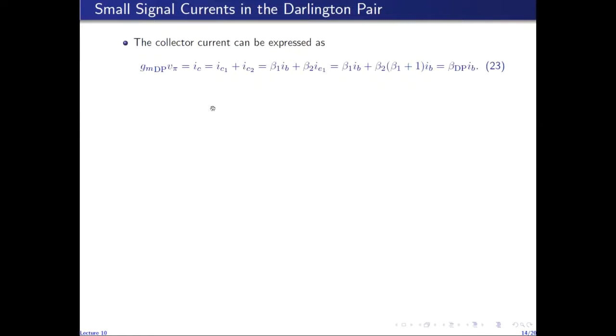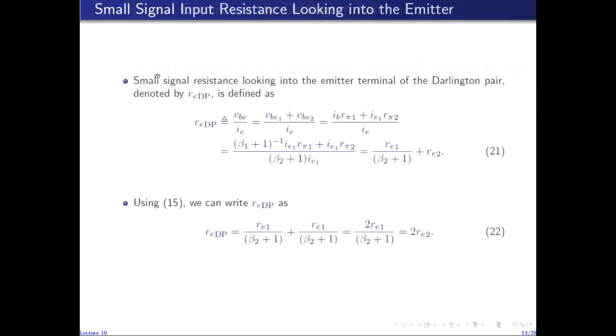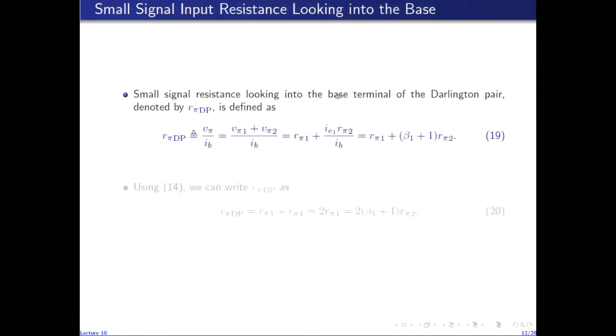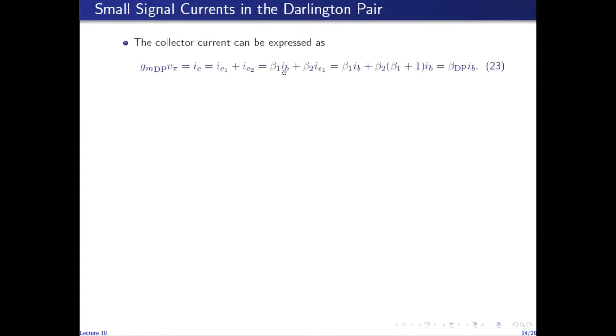So using these relations, we can show that GM of the Darlington pair times V pi is equal to small ic, which is equal to small ic1 plus small ic2, which is equal to beta 1 times IB, and this is equal to beta 2 times IB2, which is IE1. And IE1 is beta 1 plus 1 times IB. So I can take IB out as common, and the remaining factor, which is beta 1 plus beta 2 plus beta 1 times beta 2, is the beta of the Darlington pair.